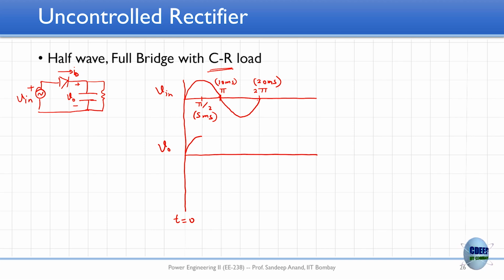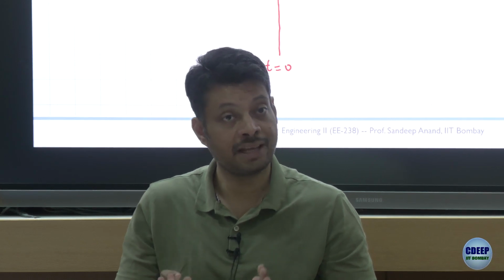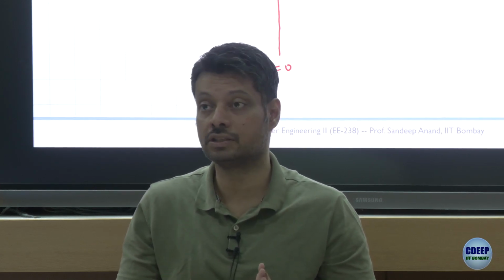From pi by 2 onwards, what would happen? That is the main part. If there were no capacitor, only resistance, then the output voltage would just follow the input voltage. If there is no resistance, only a capacitor, then what would the output voltage be?